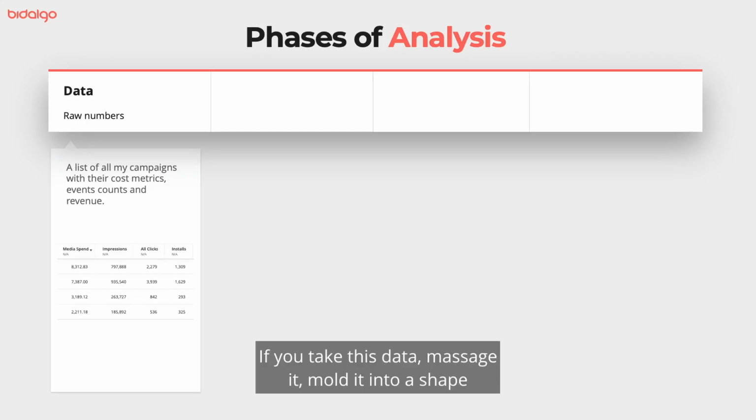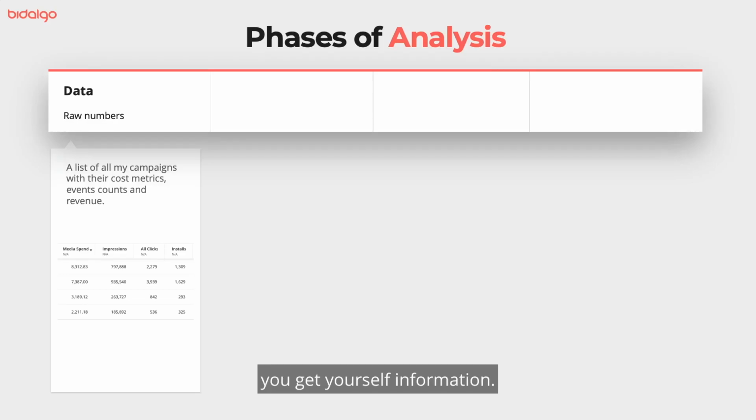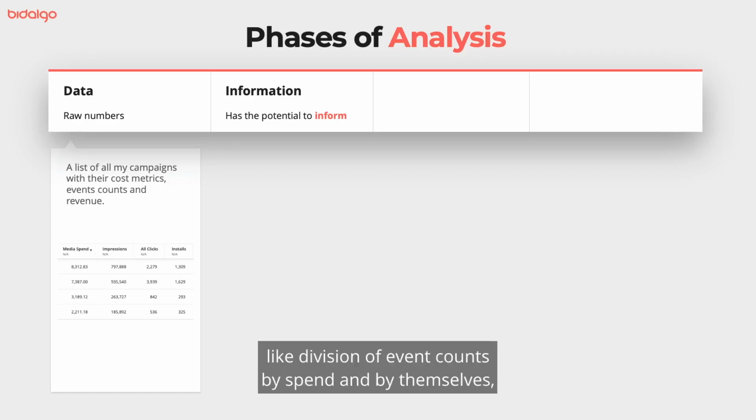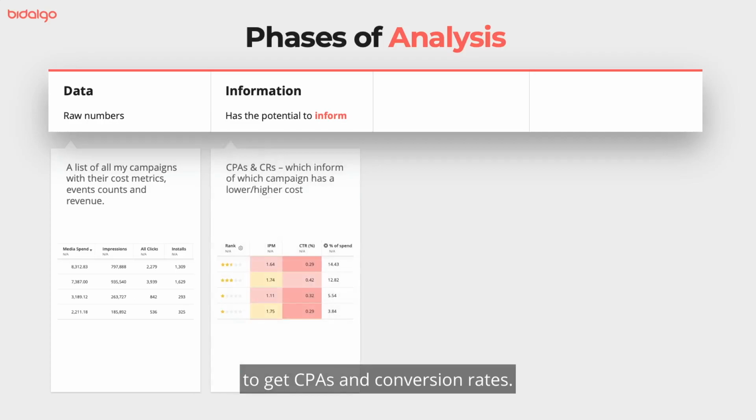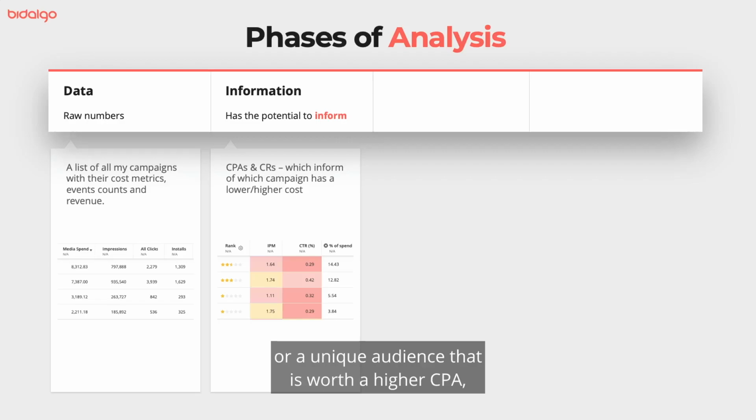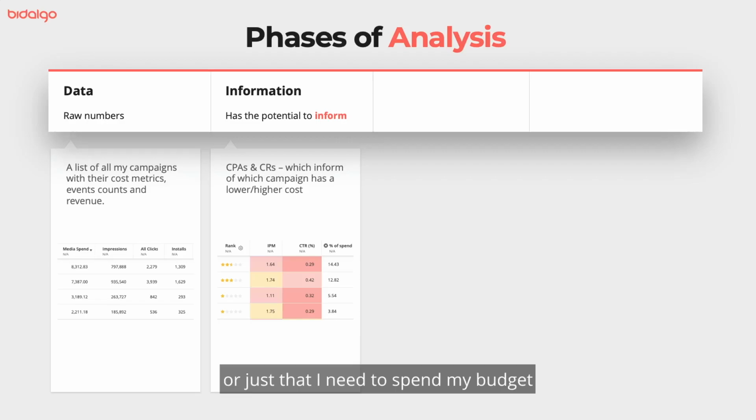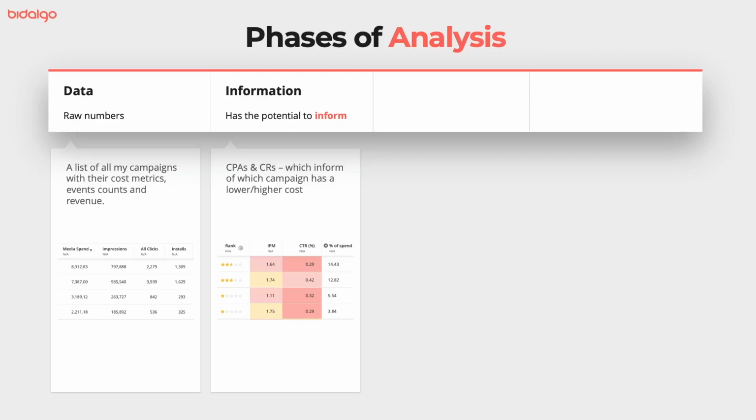If you take this data, massage it, mold it into a shape that can inform you of something, you get yourself information. So let's take that list of campaigns, add some calculations like division of event counts by spend and by themselves to get CPAs and conversion rates. That will inform me on which campaigns have higher CPAs than others. This is still not actionable. I don't know if the campaign is expensive because it has a different objective or a unique audience that is worth a higher CPA, or just that I need to spend my budget and push more campaigns.